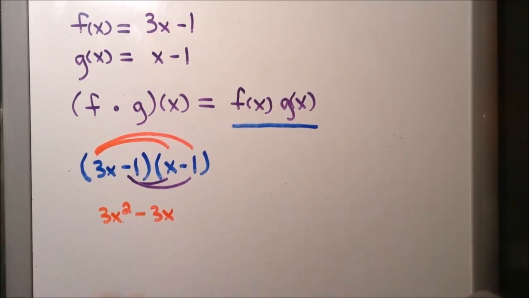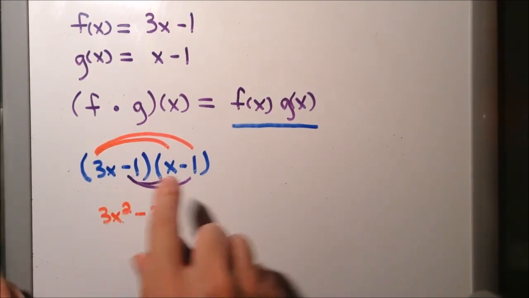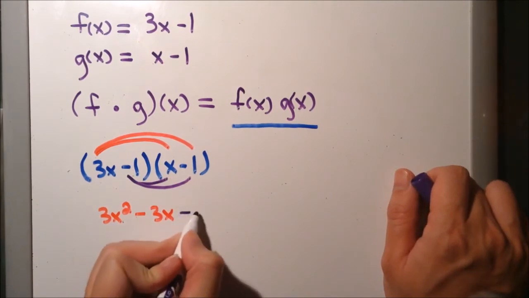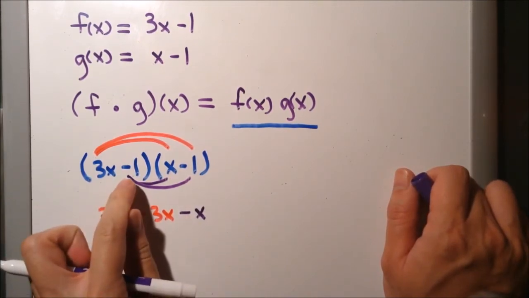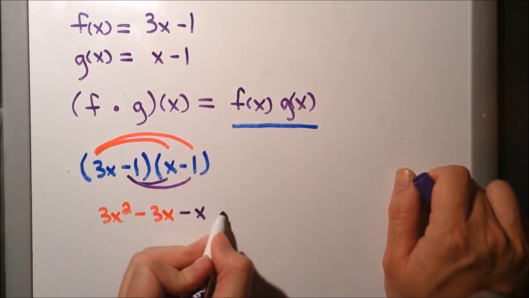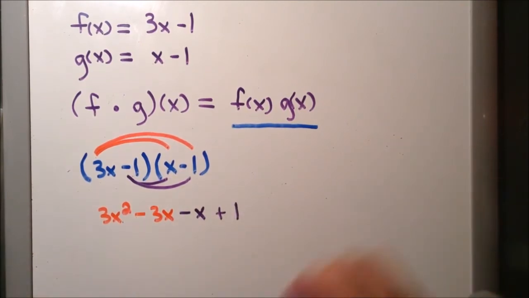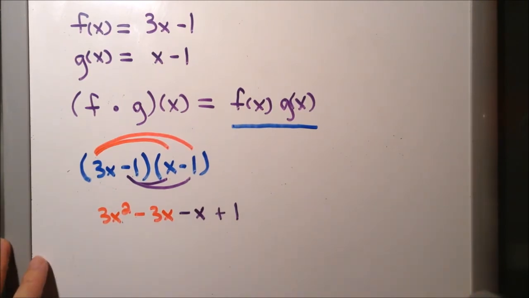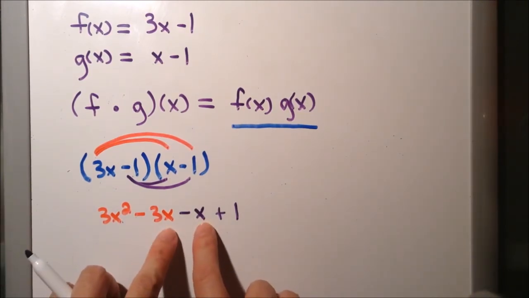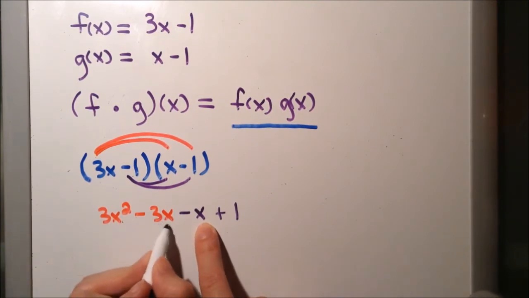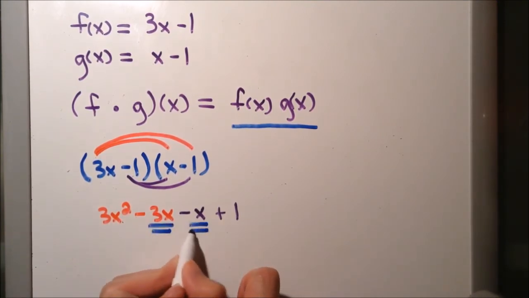So next is minus 1 times x. So that's going to be minus x. And then minus 1 times minus 1, that's plus 1. So again, I'm just foiling. Now we're going to combine like terms. So the only things we can combine are these two, because they both have x. So minus 3x and minus x.